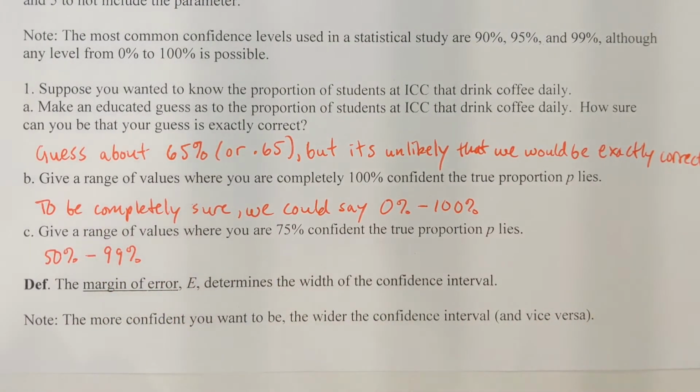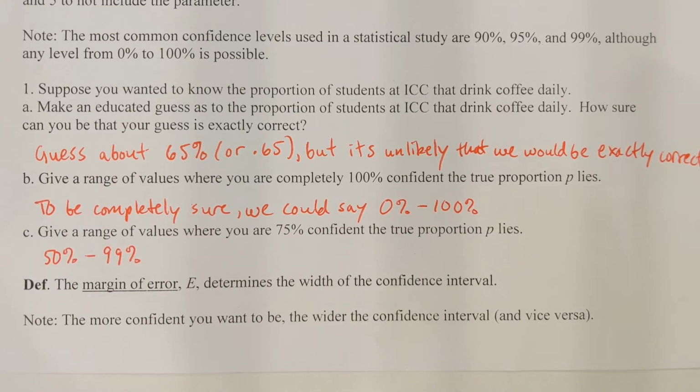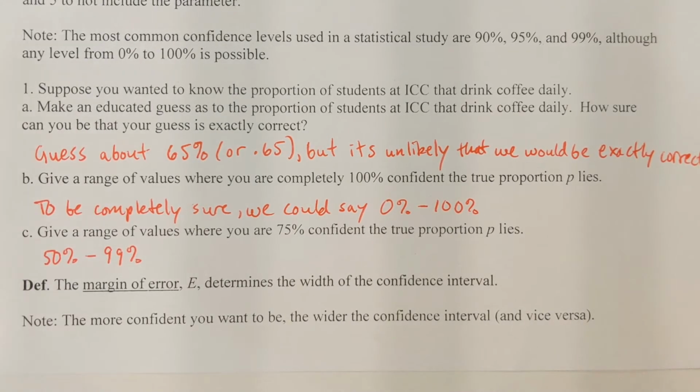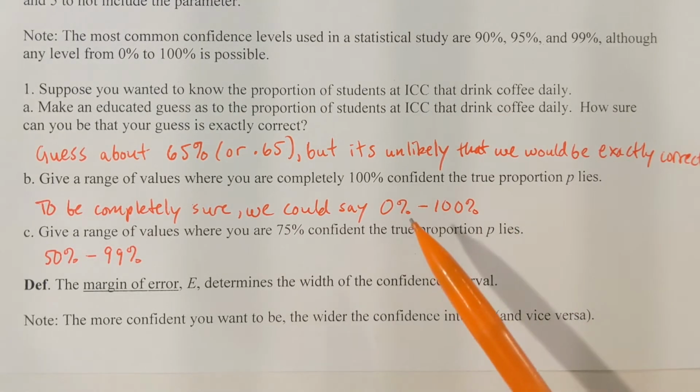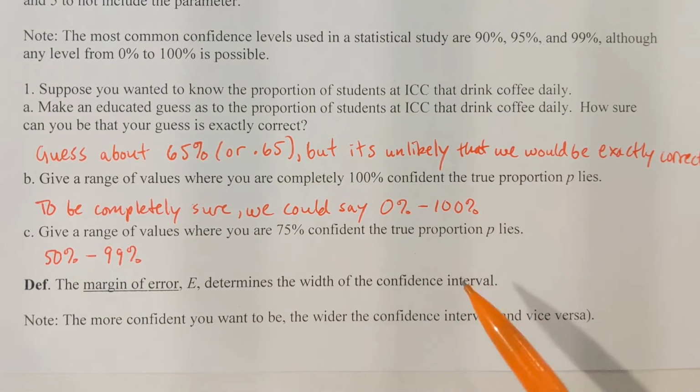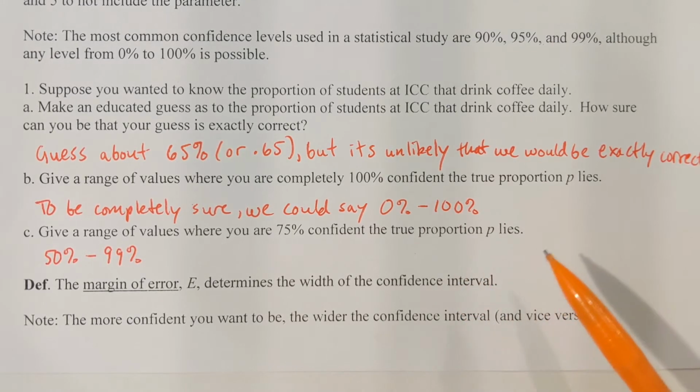Part B, give a range of values where you are completely 100% confident that the true proportion P lies. Well, to be completely sure, we could say 0% to 100%. In other words, I am 100% sure that if I were to survey the entire ICC student population, between 0% and 100% would say that they drink coffee daily. Okay, like I'm 100% sure of that.